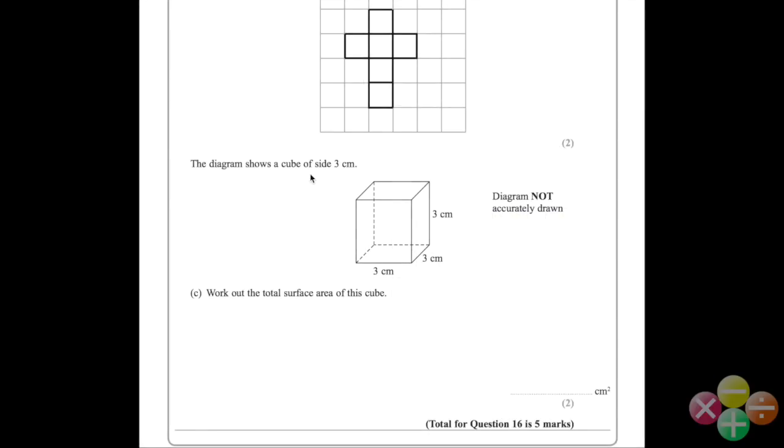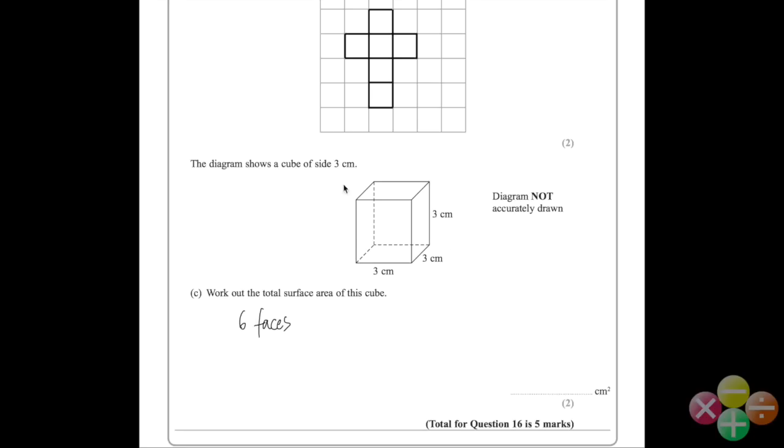The diagram shows a cube of side 3 centimeters. So here's our cube. It's 3 centimeters long, 3 centimeters wide, and 3 centimeters high. Work out the total surface area of the cube. Now the total surface area is the area of all the faces added together. Now on a cube, we know that there are 6 faces.